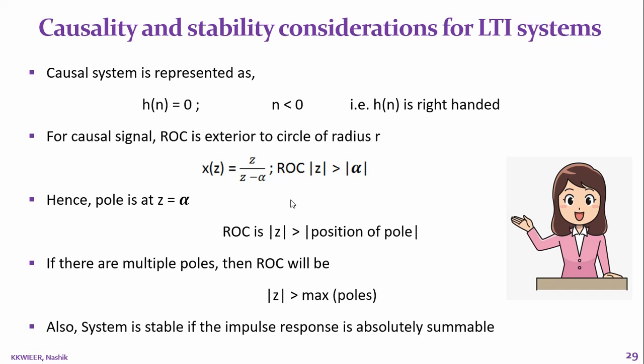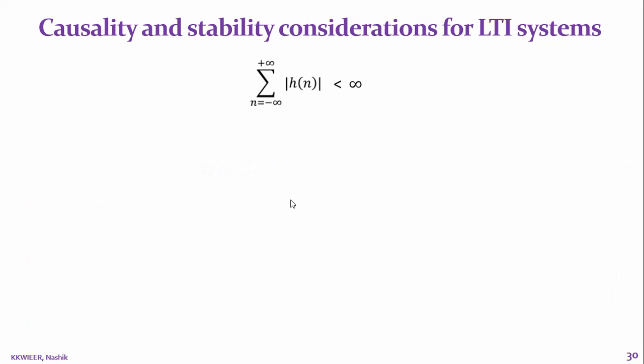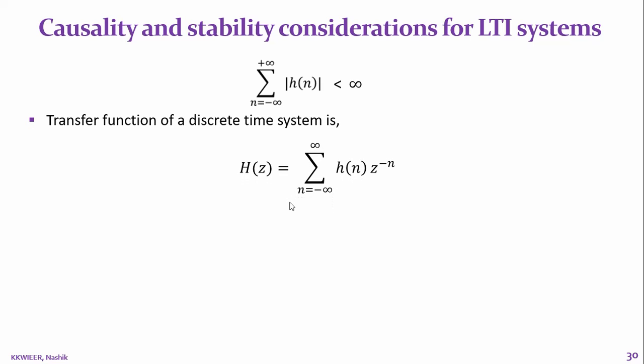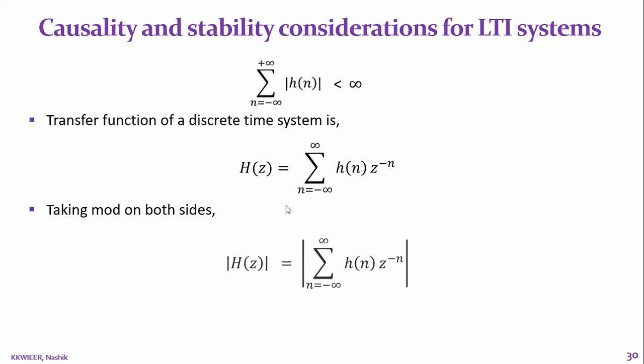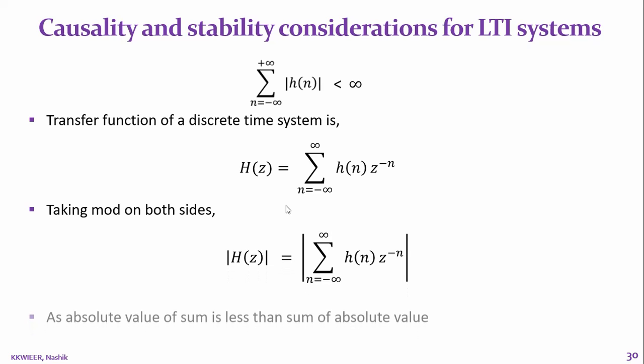Also, the system is stable if the impulse response is absolutely summable. Now, the summation with n running from -infinity to infinity of mod of h of n is less than infinity. So the transfer function of a discrete time signal is given by the z transform H of z is equal to summation h of n z raised to minus n. Now taking the mod on both sides, it will look like this.